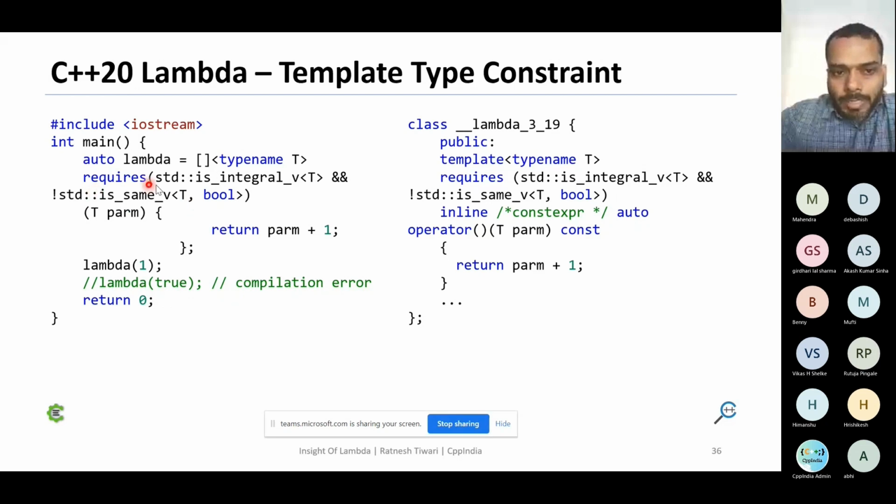So what I can do is write a template function, and then write the requires, which allows integral values and does not allow the Boolean type. So it allows any kind of integral value, but if it's the same as Boolean, it has negation. So this constrains the type: in that case, if I call the lambda with Boolean values like true and false, this will result in a compilation error. So this way the template lambda offers us a great way to control the type.